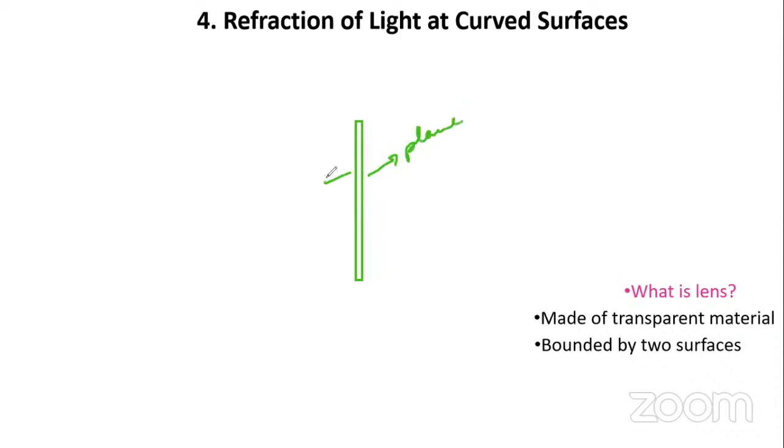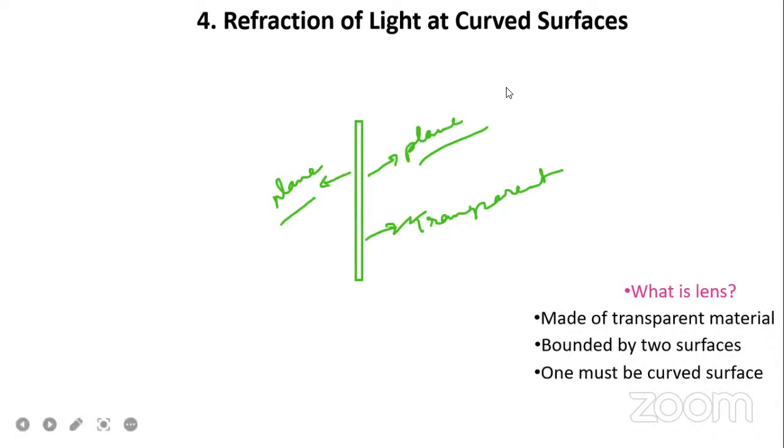Can we call this a lens, sir? No, because the condition is not satisfied. Here it is made up of a transparent material, and it is bounded by two surfaces, so it is also satisfying that. But at least one of the surfaces must be a curved surface. Then only is it called a lens. Otherwise it is not a lens, it is called a glass slide.